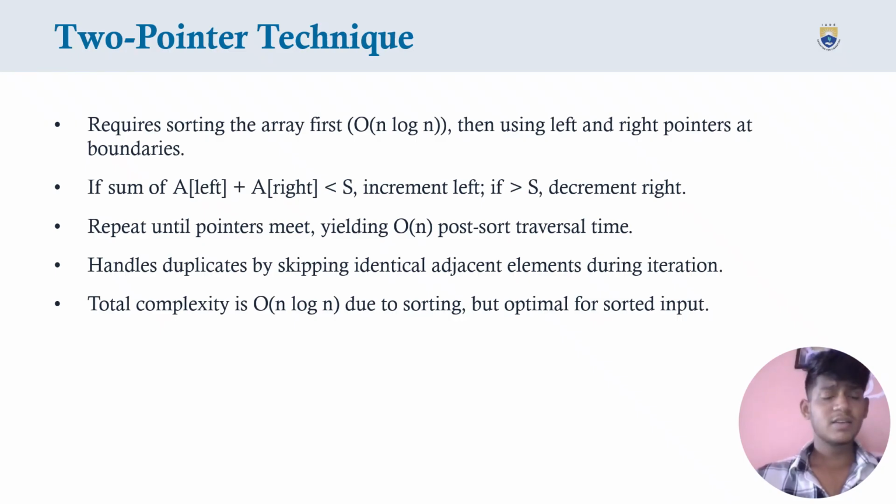The two pointer technique requires sorting the array first, then using left and right pointers at the boundaries. If the sum of a left plus a right is less than S, increment left. If it is greater than S, decrement right. Repeat until the pointers meet, yielding O(n) post sort traversal time.